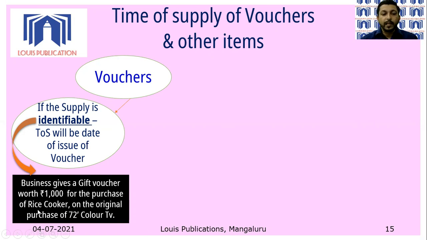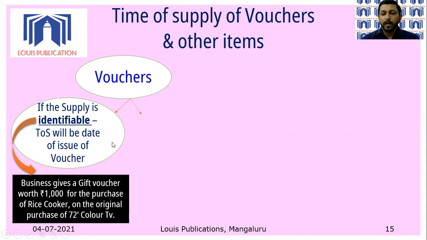Now we very clearly check this gift voucher is applicable for the purchase of a rice cooker only. So the supply, as far as the gift voucher is concerned, is identifiable. Since the supply is identifiable, the date on which this gift voucher is made available will be taken as the time of supply. So time of supply will be the date of issue of this particular voucher.